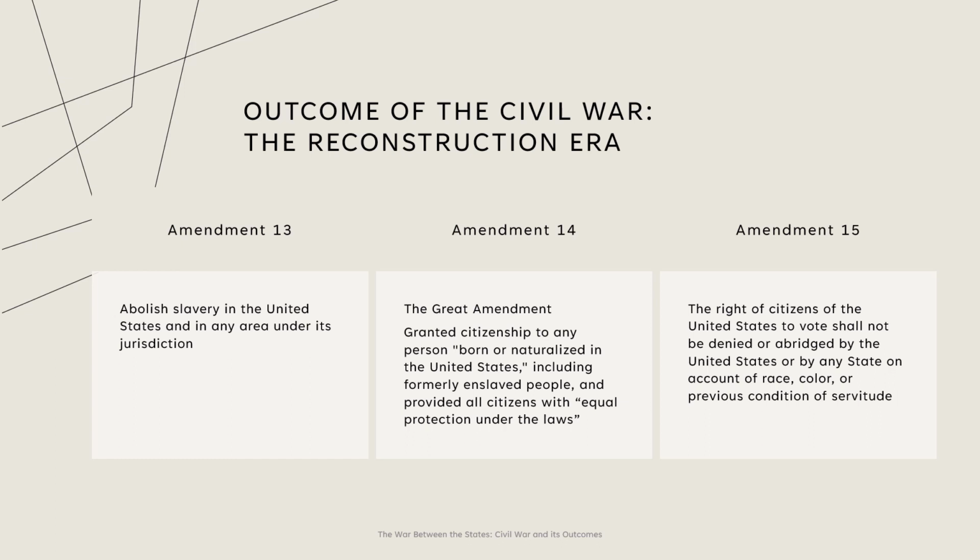3 years later, in 1868, the ratification of the 14th Amendment, sometimes called the Great Amendment, addresses citizenship rights and equal protection under the law, benefiting formerly enslaved people. By 1870, the ratification of the 15th Amendment will grant the right to vote to every American, regardless of race, color, or previous condition of servitude.